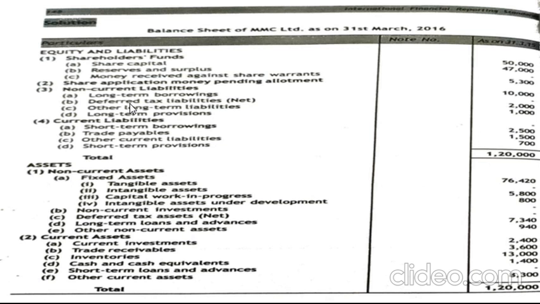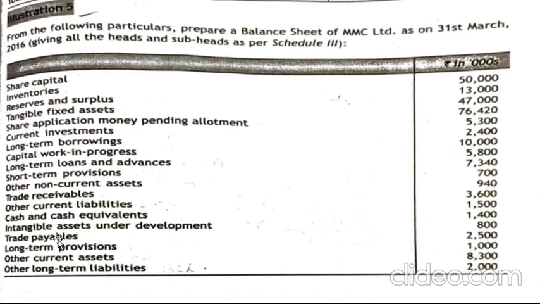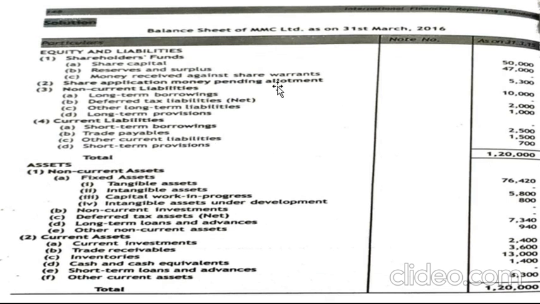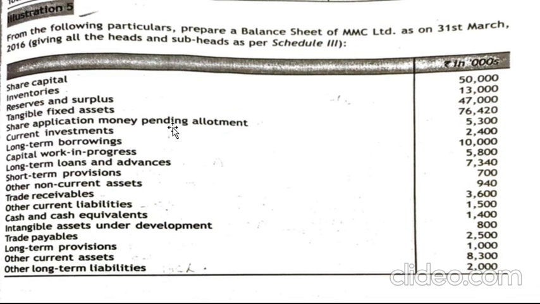Now the next heading is non-current liabilities as per the format. Under non-current liabilities, you have long-term borrowings, deferred tax liability, other long-term liabilities, and long-term provisions. First, we will check in the question, do we have long-term borrowings? In the question, we have long-term borrowings, which is 10,000. So we will be recording long-term borrowings 10,000. Next, we have deferred tax liability in the format under non-current liabilities.